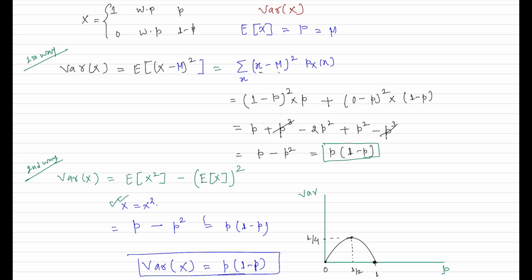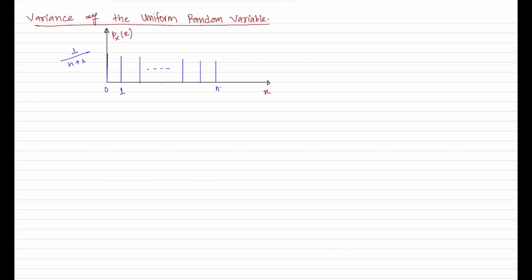Now let's look at another random variable, the uniform random variable, and try to calculate its variance. This is the probability mass function of a uniform random variable, and we have already gone through all these points. This x is a uniform random variable, and it can take the values 0, 1, 2 till n. Since x is uniform, taking the value 0 or 1 or any other value will be equally probable. So how many such values can the random variable take? It is from 0 to n, that is n plus 1 such values.